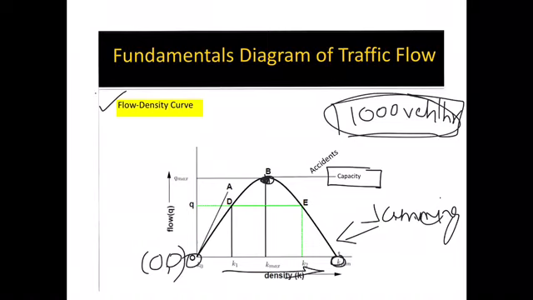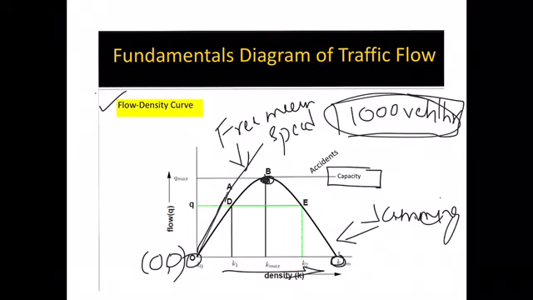Up to this point, there will not be any disturbance to the movement of your vehicles. If you draw a tangent to this curve, this will give you the free mean speed. What is the speed your vehicles can achieve within a traffic flow without finding any disturbance to the flow? That you call the free mean speed.